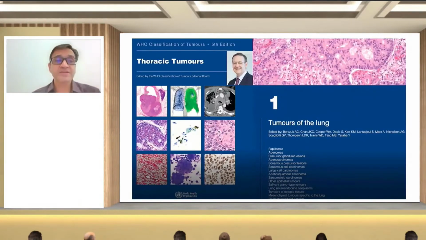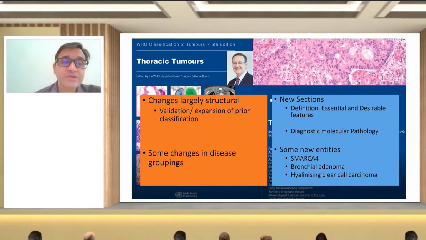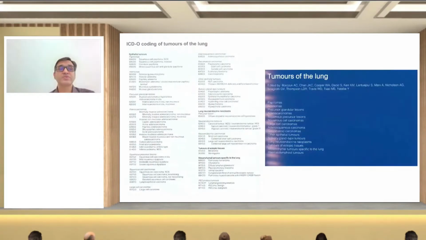Last year, the new WHO classification of thoracic tumors was published. In this new edition, there are largely structural changes, but there are some new sections, and especially molecular diagnostic assays were included, and some new entities were also introduced. I'll just briefly touch upon those. So this is in brief the classification of lung tumors, from the benign epithelial tumors to the malignant epithelial tumors, in which adenocarcinomas are the most common.